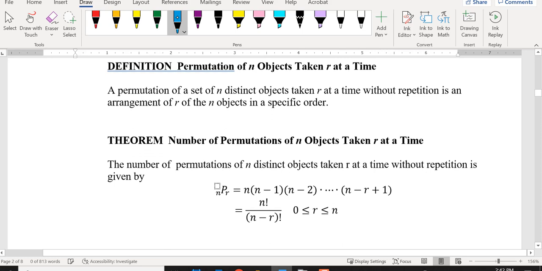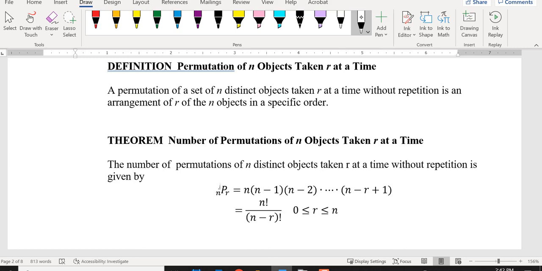All right, what if we don't want to pick all n objects? A permutation of a set of n distinct objects taken r at a time without repetition is an arrangement of r of the n objects in a specific order. That's what that means. You've got n to choose from, but you only want to pick r of them. And here's the theorem on how to find that number. The number of permutations of n distinct objects taken r at a time without replacement.